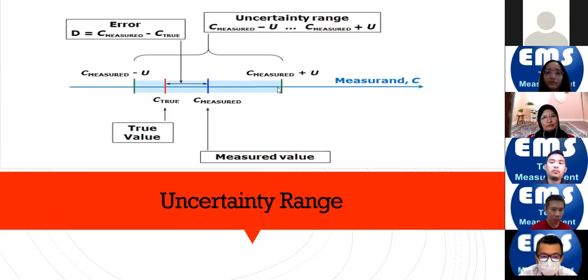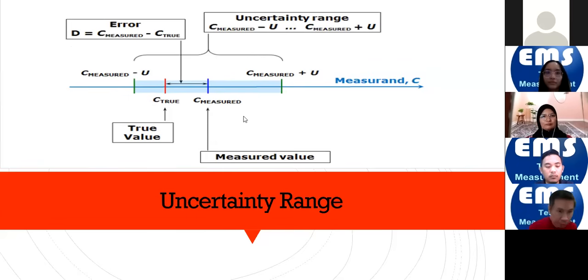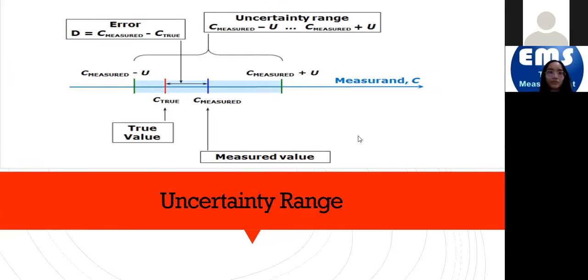So this blue color is your range of testing that shows pass. Okay, the range of testing that shows your result is pass. So like that. Any question for this?